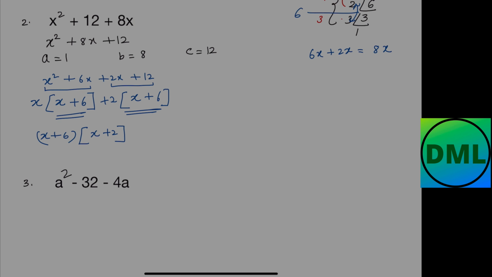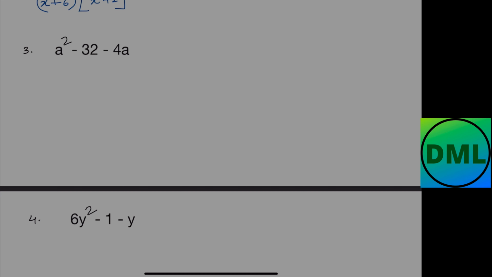Let's see one more example. A square minus 32 minus 4a. Is it written in the decreasing order? No, right? First, I need to write it in the decreasing order. Let's write down in the decreasing order first: a square minus 4a minus 32.